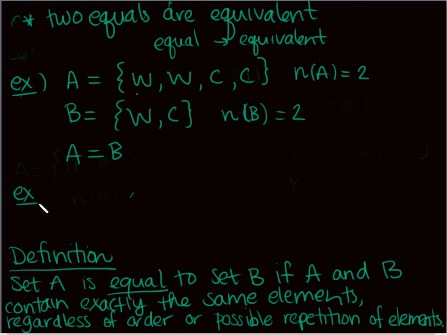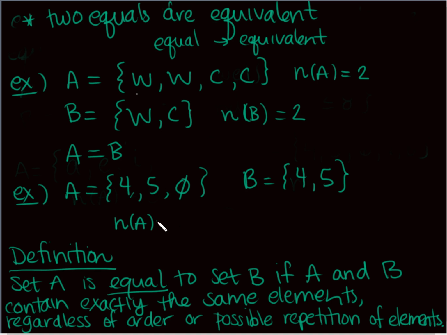Another quick example. What if A was {4, 5, and the empty set}, and B was {4, 5}. Are these equal? Not equal, right? Because B does not have the empty set as an element of it, and A does. Also, the cardinality of A is 3. What's the cardinality of B? It's only 2. Okay, so not equal. Maybe they're friends, but they're not equal. Actually, what we're going to see is that B is a subset of A. We're going to see that in the next lecture.